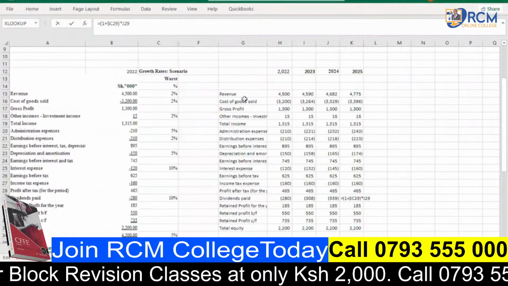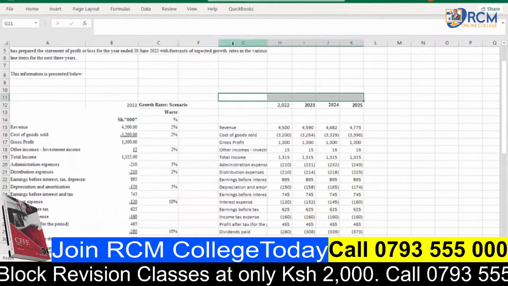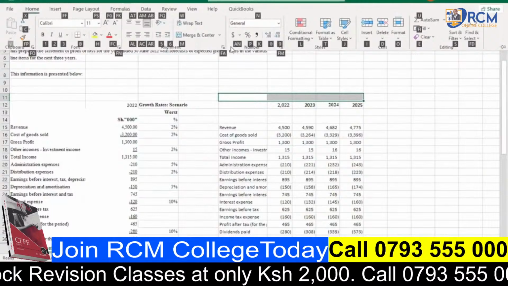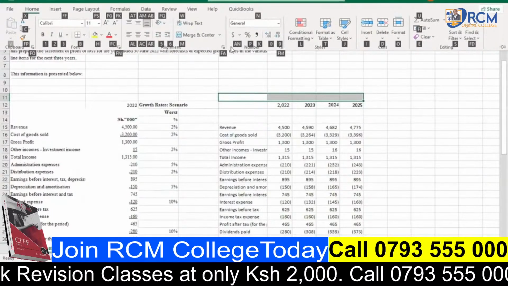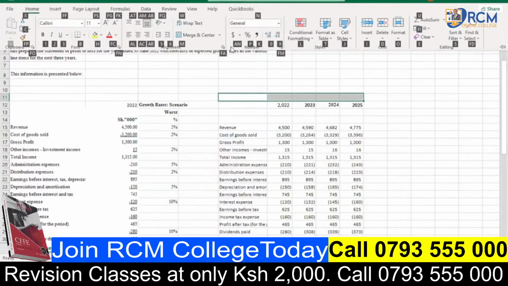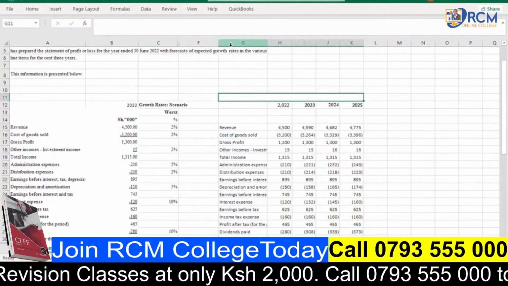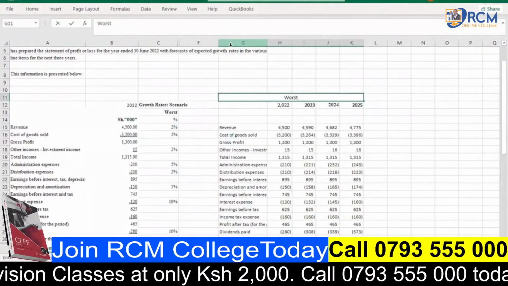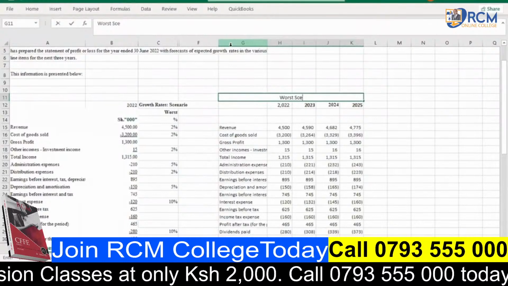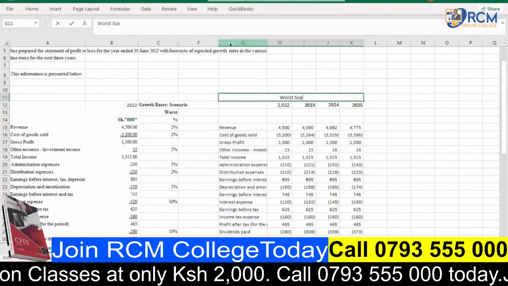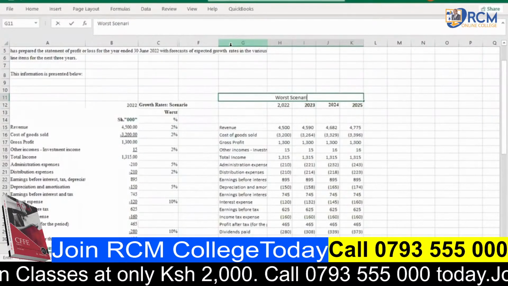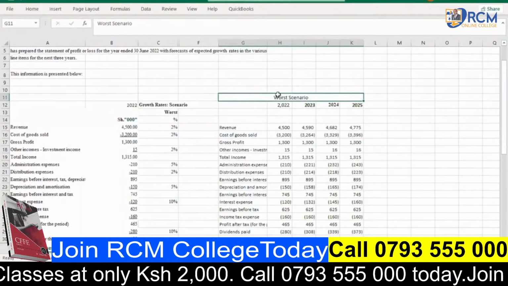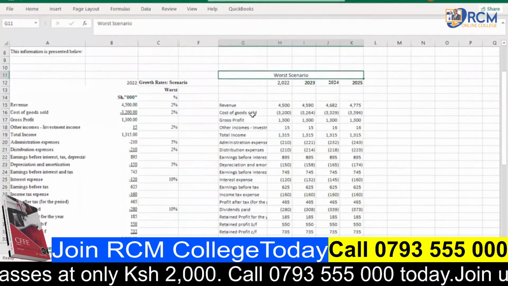For which scenario? Remember, this one here was worst scenario. So I indicate that it is worst scenario. So that is how I calculate everything there.